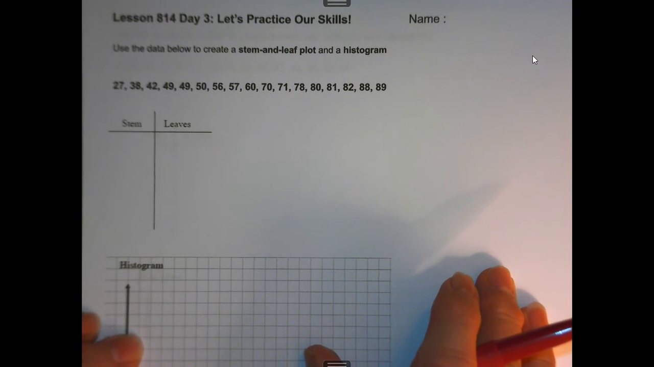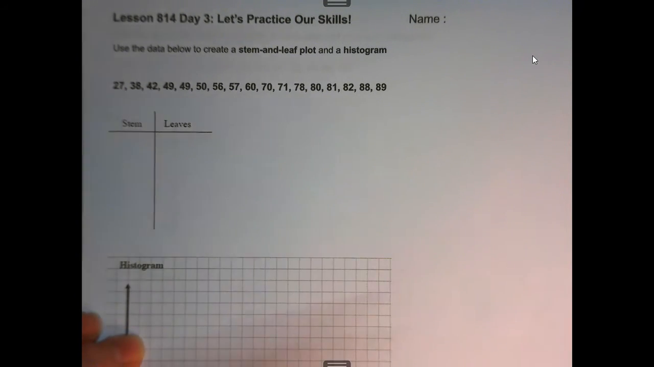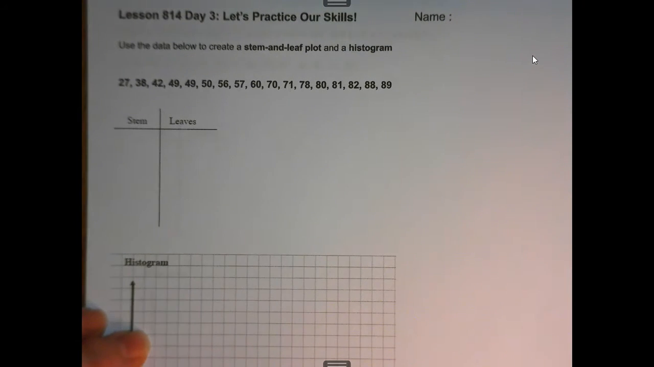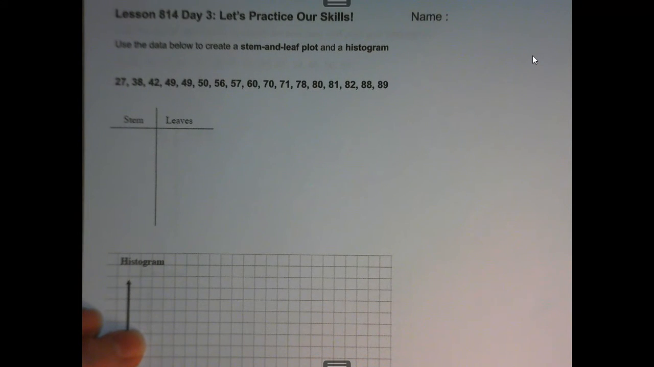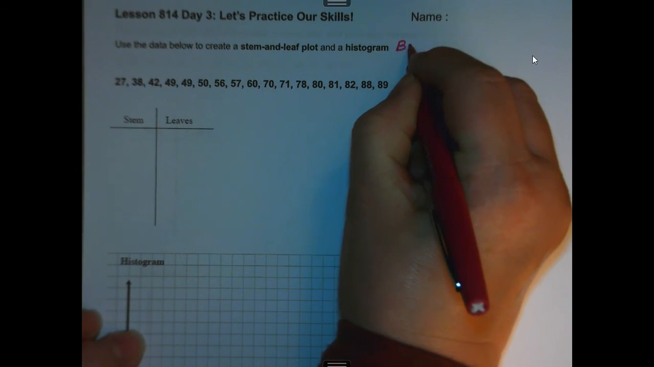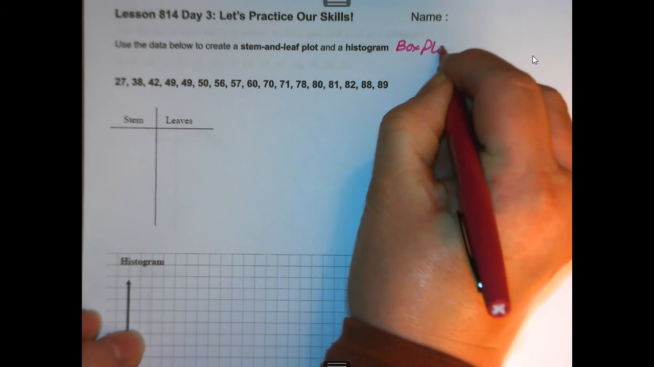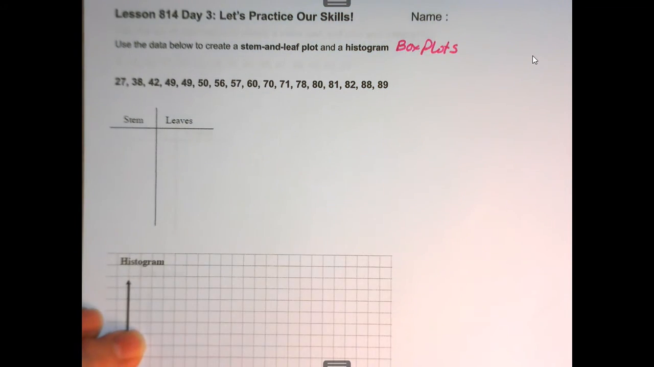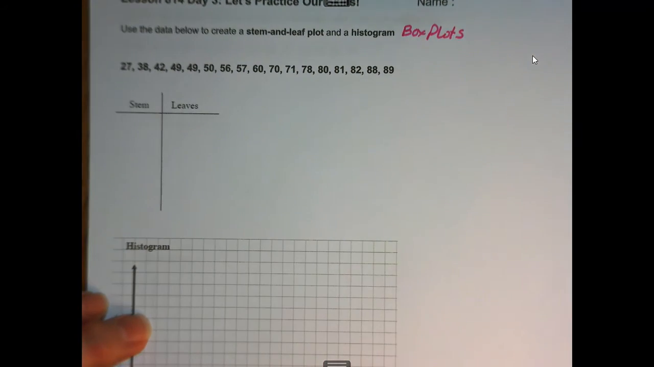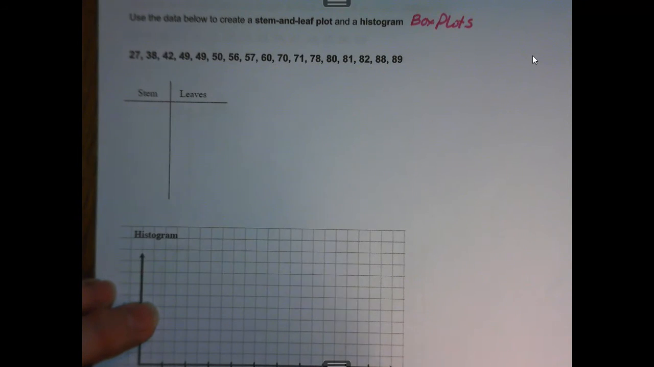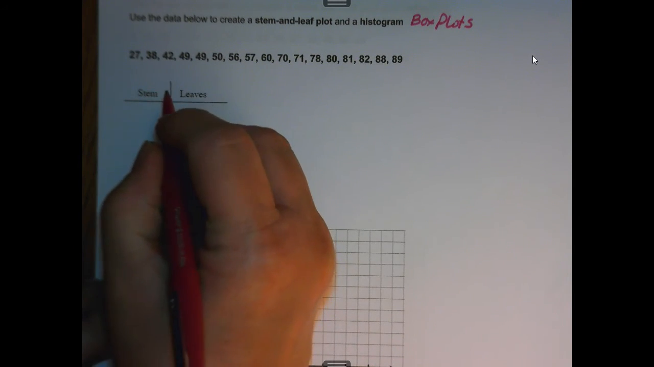Okay, here we are looking at practice on stem and leaf plots, histograms, and box plots. Here is our data that we're going to be using, and I'm going to take that data and start by making a stem and leaf plot.